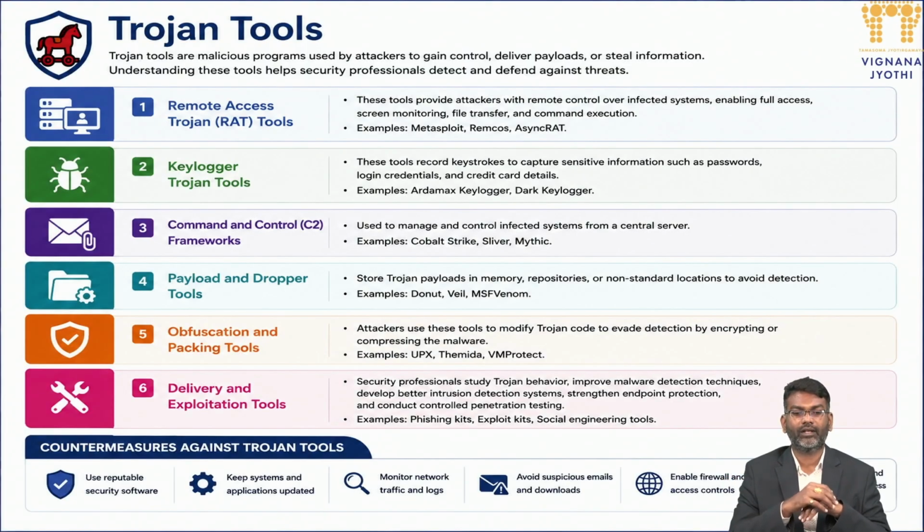Anything can happen. And next, the delivery and exploitation tools. Security professionals study how these Trojans behave. Similarly, the ethical hacker also has to behave that way. Only then can he identify the mechanisms followed by the attacker. Via that same path, the ethical hacker enters the network and checks which ports have been opened and which resources have been compromised. To check all these things, we have phishing kits or exploit kits. Different types of applications are already available on social media.